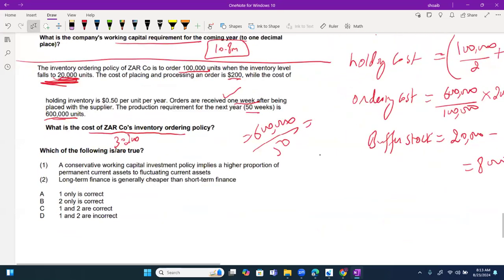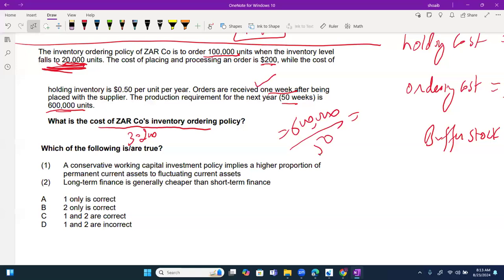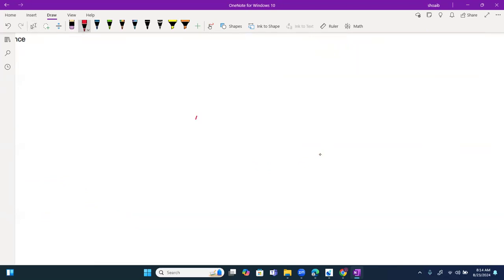Okay. Which of the following are true? A conservative working capital policy employs a high proportion of permanent current assets to fluctuating current assets. A conservative working capital investment policy. Conservative investment policy means, let me tell you one thing. There are two types of policy. Working capital investment policy, working capital financing policy.